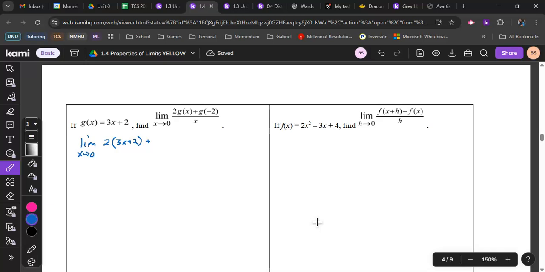Negative 6 plus 4 is negative 2. Wait, negative 6 plus 2, guys. It's negative 4, of course. All over x.